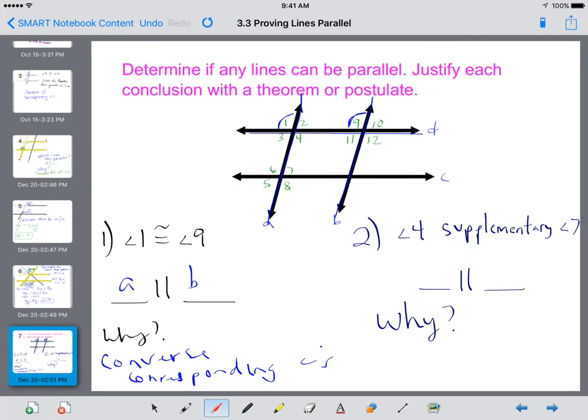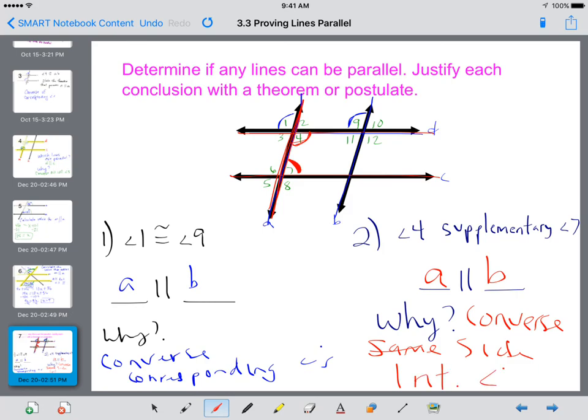Angle 4 supplementary to angle 7. So here's angle 4, and it's supplementary to angle 7. The two lines we're touching are line C and line D, with A being the transversal. Now 4 and 7 are same side interior, and same side interior angles are supplementary. So I would say C parallel to D because of the converse of our same side interior angles.